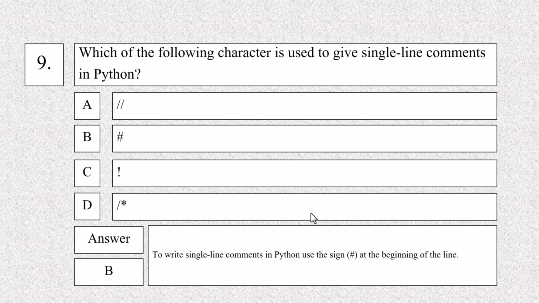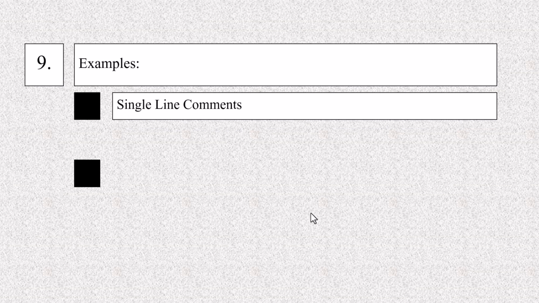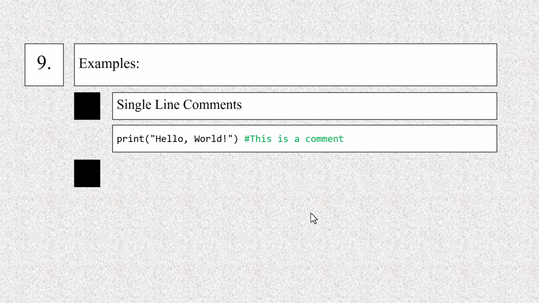So let's see how it will look in our practical example. First we will understand the single line comment. If you want to write a single line comment, you have to write your code, and after that you can give the hash symbol, and this is a comment, for example. Also you can give it in a separate line. You can press enter here, and from the beginning of the line you can also give some comments for your program and for documentation purposes.